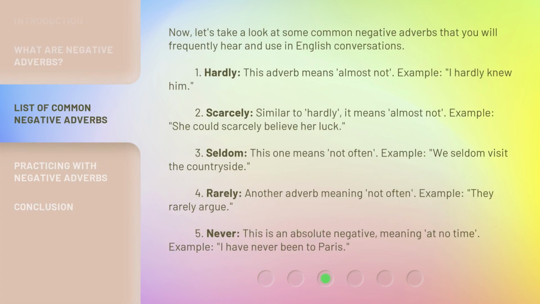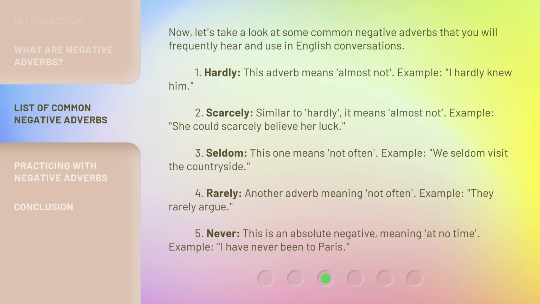Now, let's take a look at some common negative adverbs that you will frequently hear and use in English conversations. 1. Hardly. This adverb means almost not. Example: I hardly knew him. 2. Scarcely. Similar to hardly, it means almost not. Example: She could scarcely believe her luck. 3. Seldom. This one means not often. Example: We seldom visit the countryside.